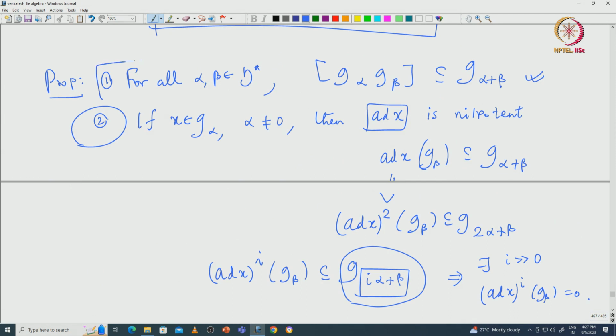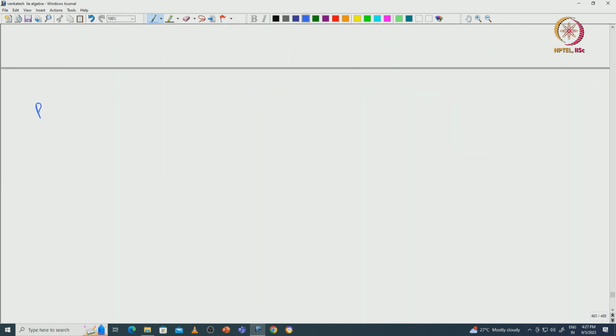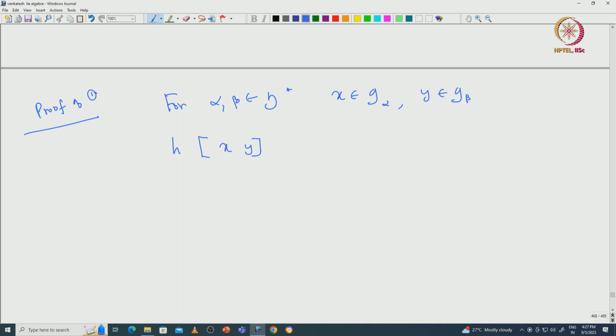So let us prove that for all alpha, beta in H star, the bracket of g_alpha and g_beta must lie inside g_{alpha plus beta}. Proof of 1. Take alpha, beta in H star, and then take x from g_alpha and y from g_beta. Now look at this bracket [x, y]. We want to prove that the bracket of g_alpha and g_beta lies inside g_{alpha plus beta}, so we will compute the action of H on this bracket [x, y].